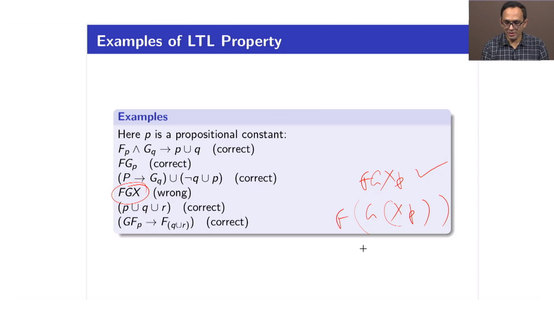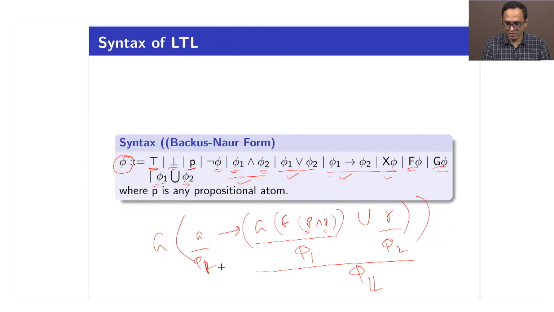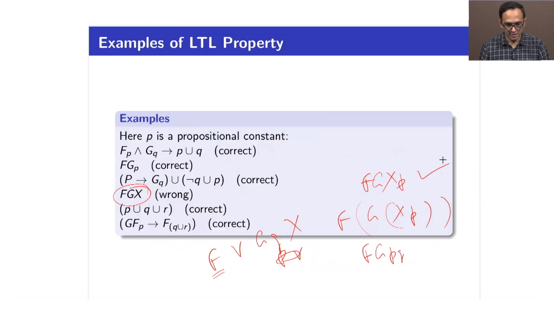So, this is correct, but if you write say F G P Q, this is not, right. Or F or G Q, this is not correct, because this temporal operator should always come with some LTL formula, but here it is not, right. So, I hope you understand, and there are quite a few examples given here.